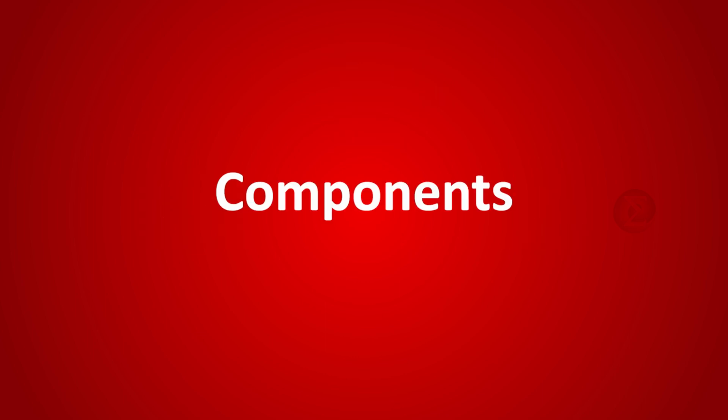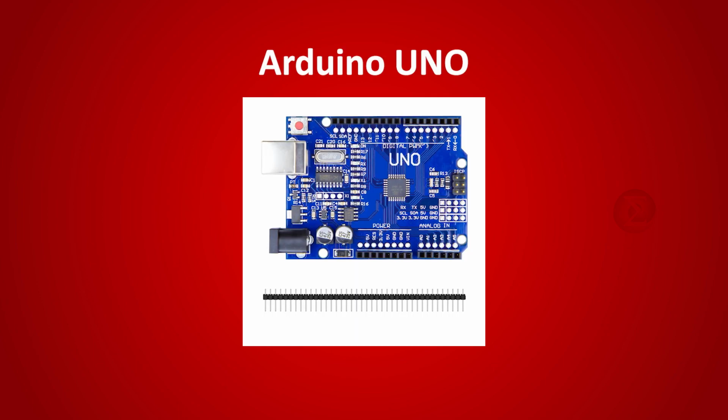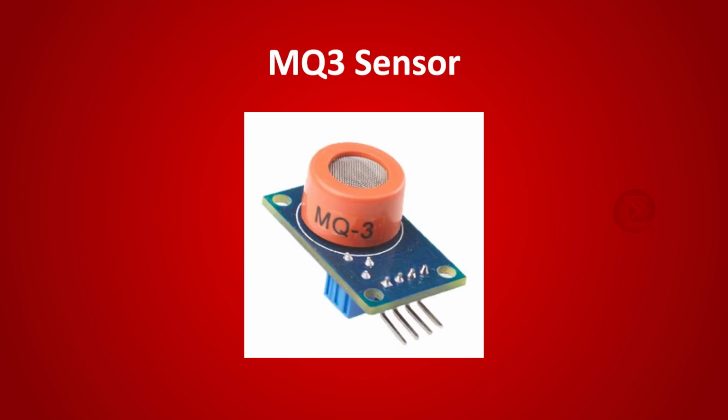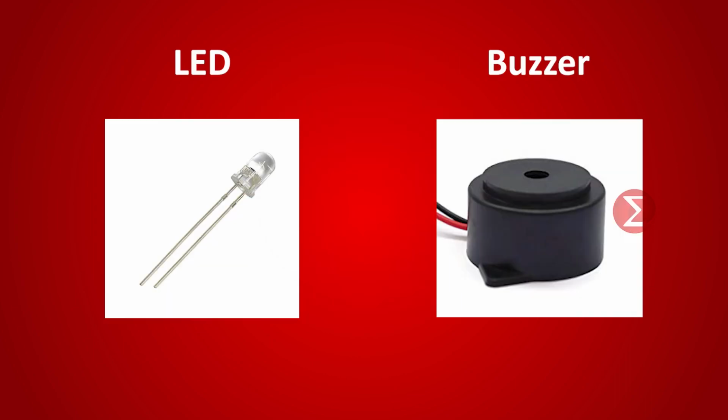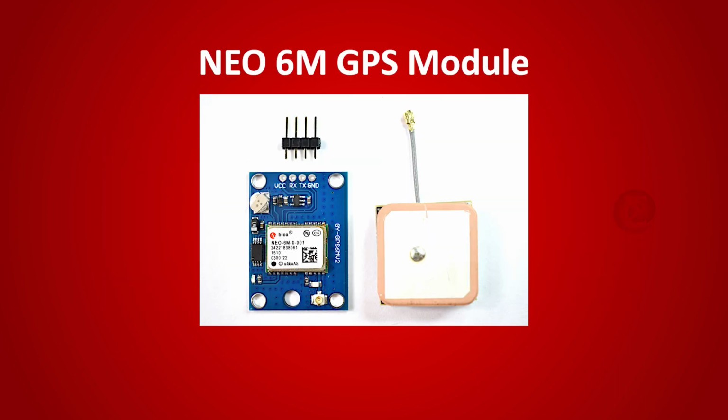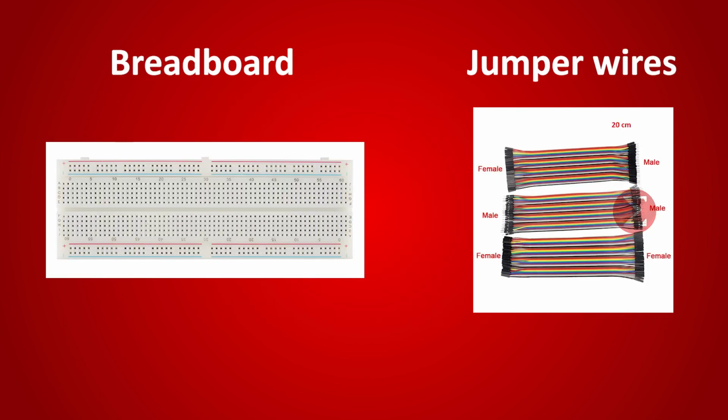The components used to develop this project are an Arduino UNO board over which the code will run, an MQ3 sensor to detect the alcohol level, an OLED display to display the speed of the vehicle, an LED and a buzzer for alerting signal. You can also use the Neo 6M GPS module if you want to send an alert on the email of the user. Apart from this, the breadboard and some jumper wires are used.